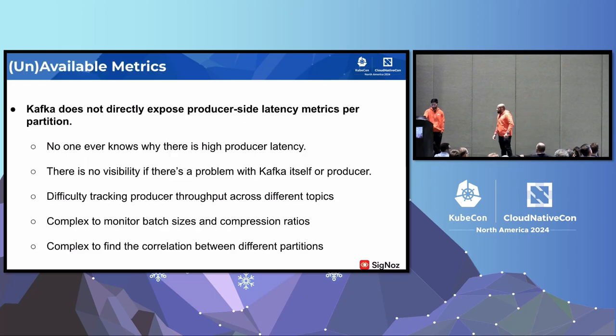Kafka does not directly expose producer-side latencies. No one ever knows why there is a lag. Probably there is a lag on the producer side. Probably there is a problem with Kafka itself, or there is some other problem, but we might never know what is the problem. There might be difficulty tracking producer throughputs across different topics and complex correlations that we are here to solve.